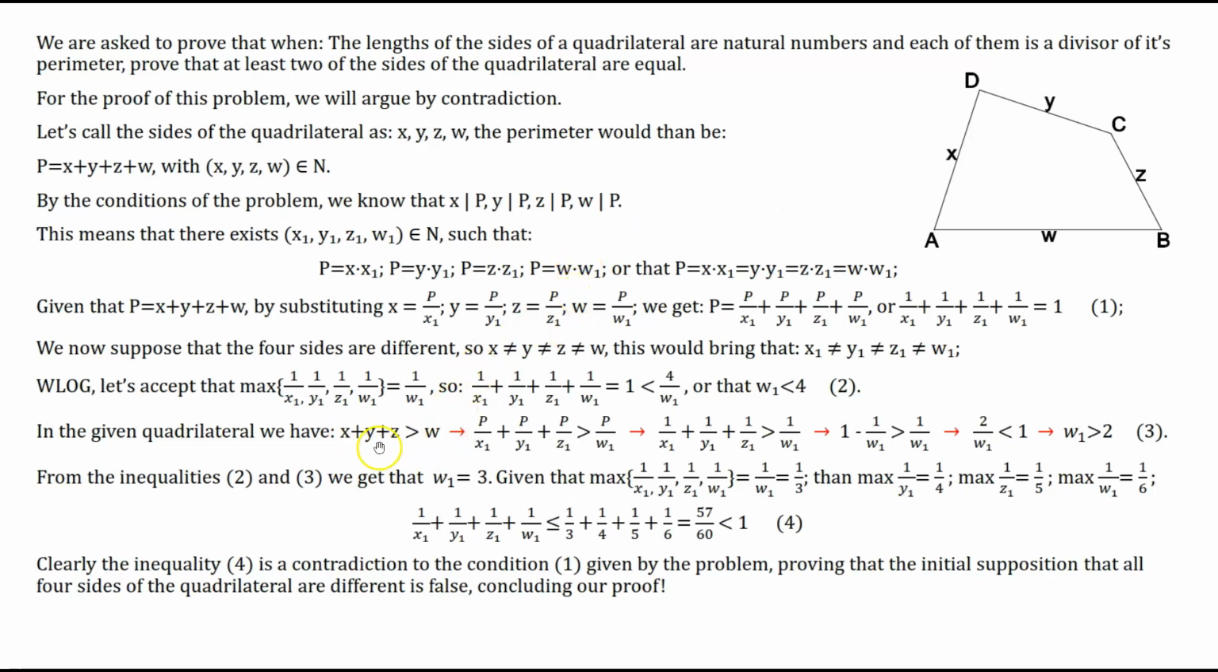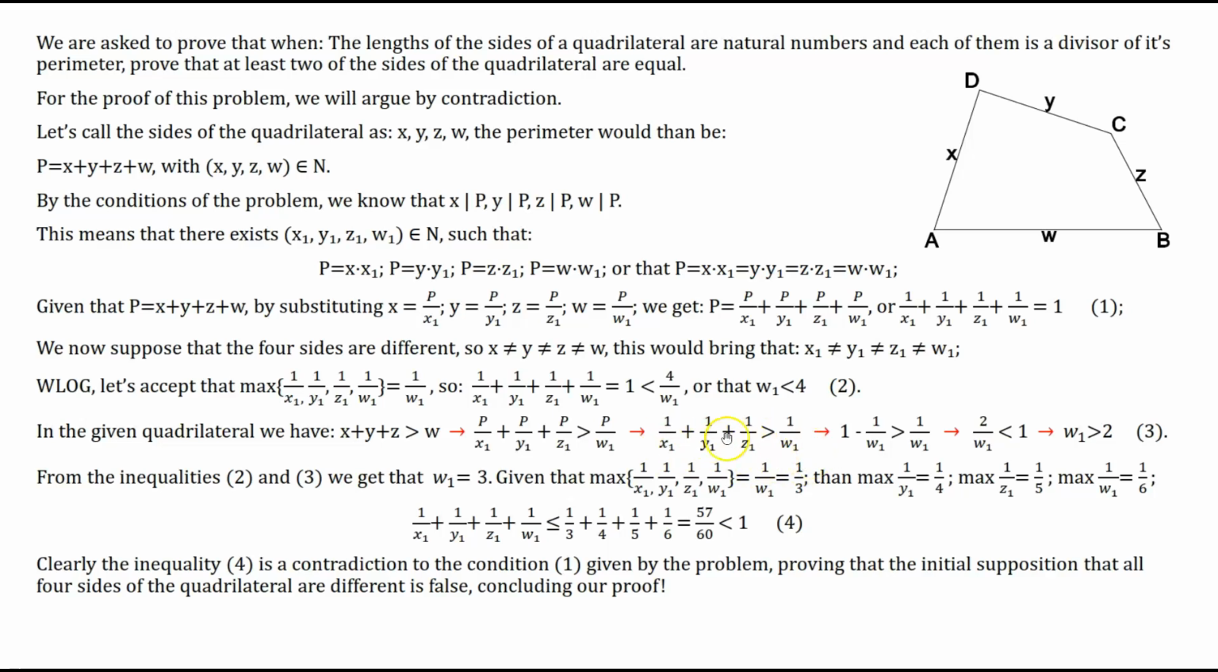So, in this expression over here, by substituting x, y, z, and omega, we would have that p divided by x1 plus p divided by y1 plus p divided by z1 is greater than p divided by omega 1. We factorize and simplify p to have that 1 divided by x1 plus 1 divided by y1 plus 1 divided by z1 is greater than 1 divided by omega 1.